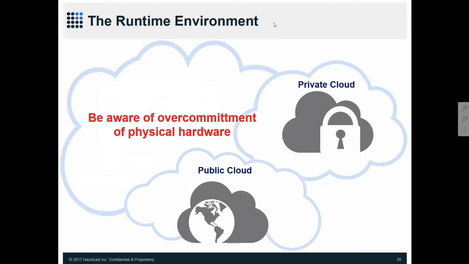Hazelcast expects the allocated resources to be available, and we're going to use them. That means if you overcommit, for example, RAM, and you have 5 or 6 Hazelcast nodes on this physical machine, and all the Hazelcast nodes are about to require or allocate the expected memory, you probably run into issues. So overcommitment of hardware is the biggest issue we have with any kind of cloud environment. So please stay away from that.